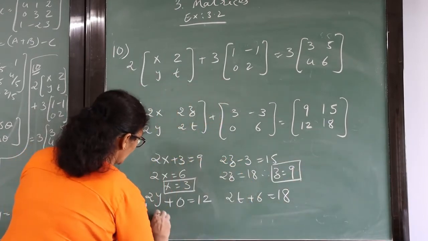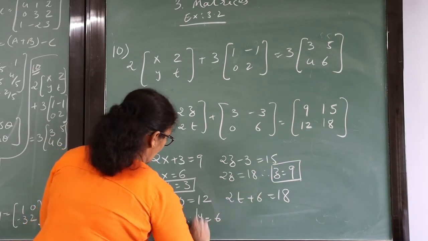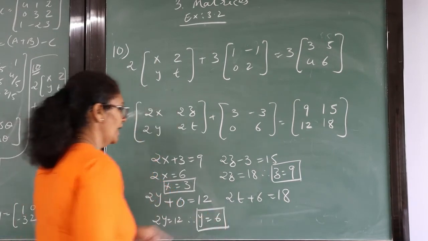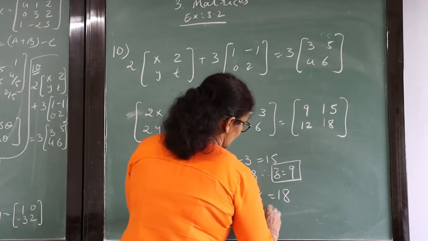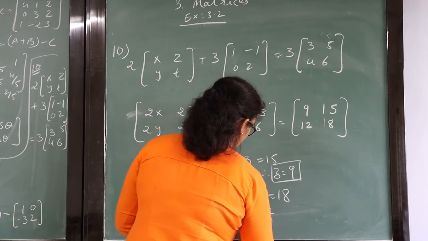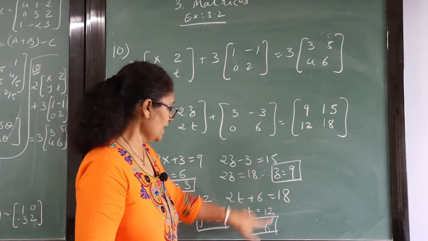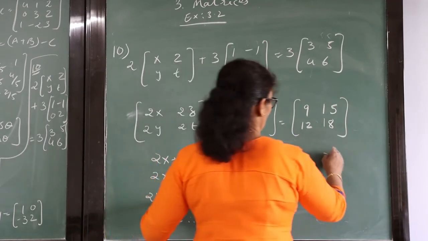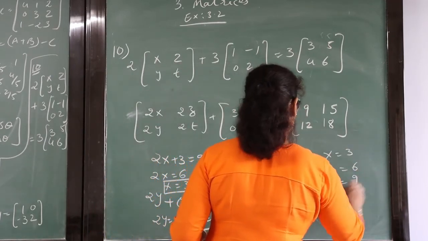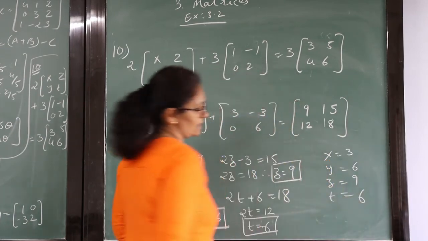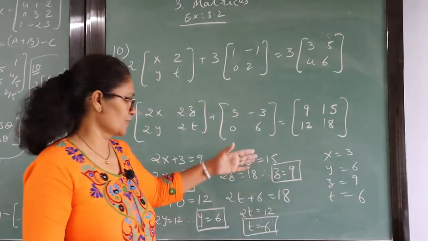Now here 0 only, so 2y equal to 12. That's why your y will be 6. And last, 2t equal to 18 minus 6 means 12. So t will be 6. We have to find 4 constants x, y, z and t. So your answer will be x is 3, y will be 6, z will be 9 and t will be 6. This way we are getting all 4 constants.